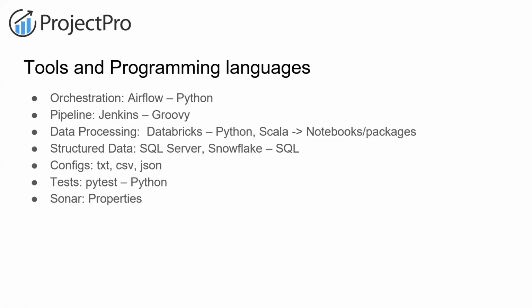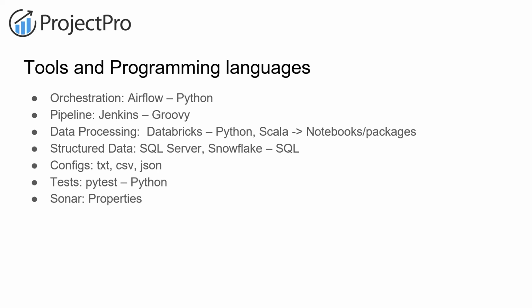When we are reading data from SQL or a data warehouse, or writing data to Snowflake, we are using SQL as our programming language. We also have some config files, like static text files, and we might have some CSV files. As I mentioned, for ETL onboarding we are using JSON files, for PyTest we are using Python, and for Sonar we put some property files. So this project involves many different programming languages and different kinds of data.